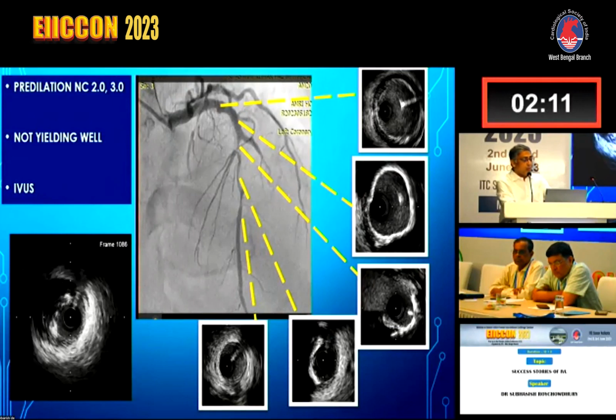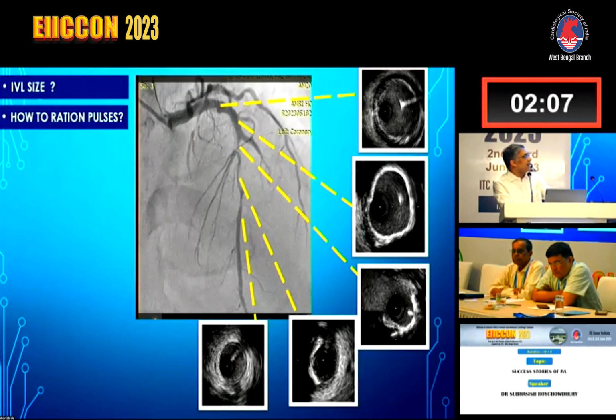Why I'm showing you this is because once we saw this IVUS image, we were in a dilemma. What will be the IVL size? Should we take 3? Should we take 3.5? We didn't have the luxury of 2 IVLs. They are very costly. And how to ration the pulses? We had to break this 360 degree of calcium. So I think this can be debated later.